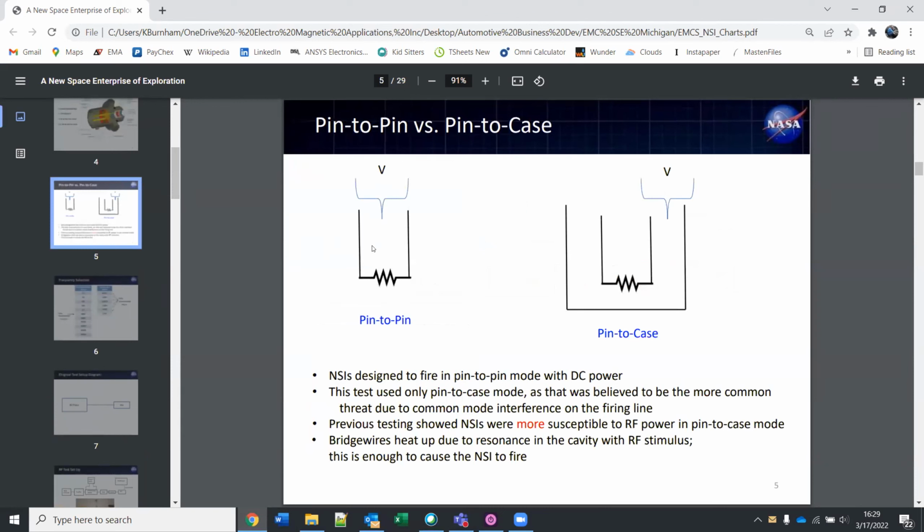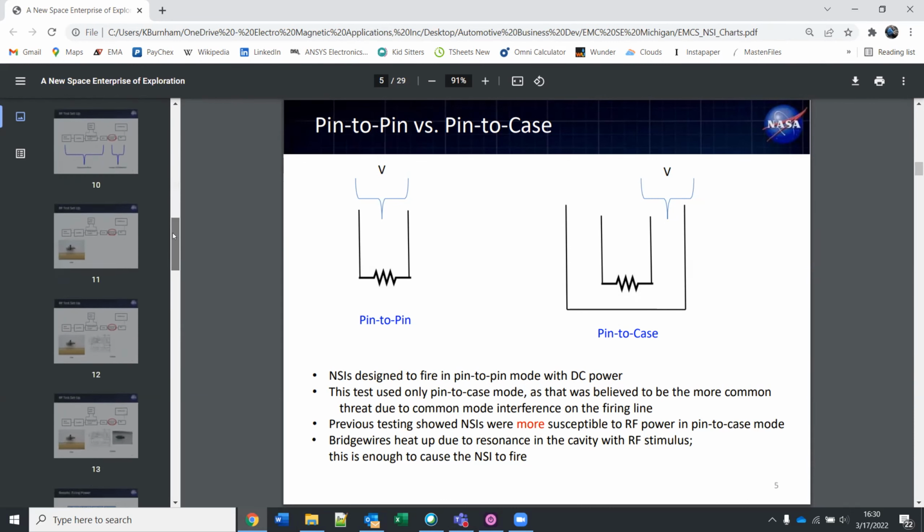It turns out that at RF frequencies, NSIs are actually more sensitive to energy coming in between pin to case instead of pin to pin. The pin to pin, it really needs a lot of power to start to heat up that way. It's looking for that DC input. But here you can start sort of sequentially building up power in the explosive mixture and starting to heat it up that way, essentially. And we think that that's what the firing mechanism ultimately is.